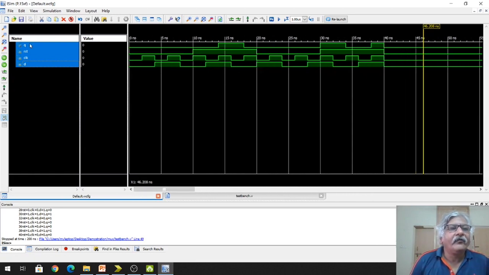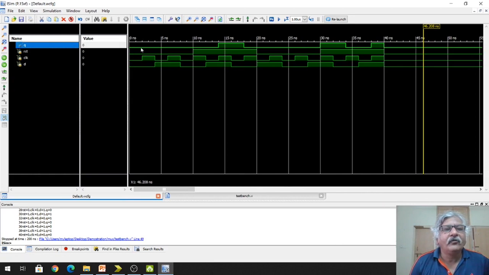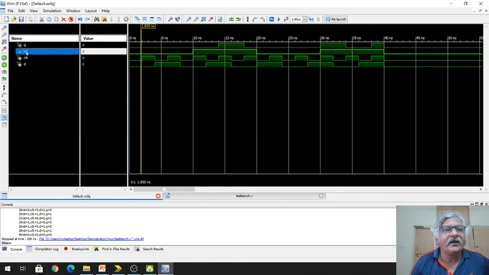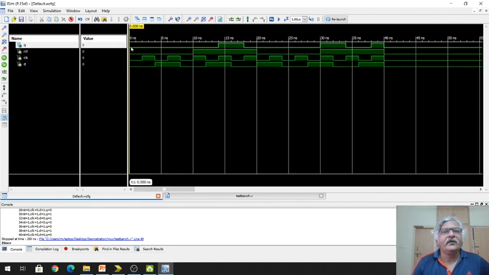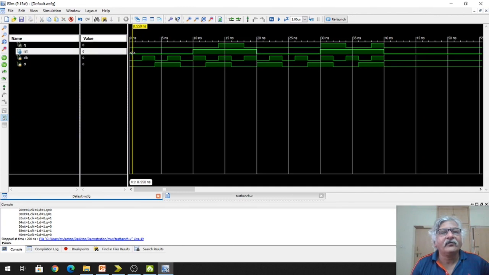See here, the first signal is Q, second is RST, third is CLK, and fourth is D. Now see here, this RST is 0 and it is 0 up to 10 unit time, 10 nanoseconds, right? After that, for the next 10 unit time, it will remain high. At 20 unit time, again it will go low. Then at 30 nanoseconds, again it will go high, and then at 40 nanoseconds it will go low, right?